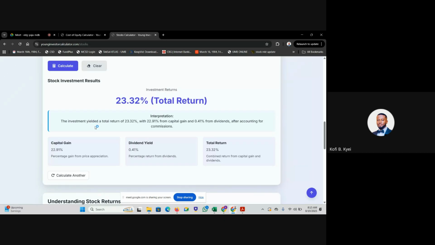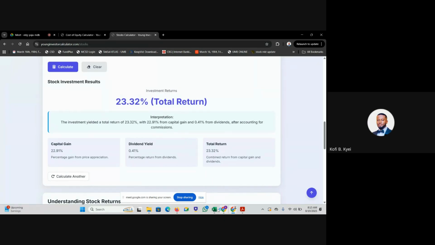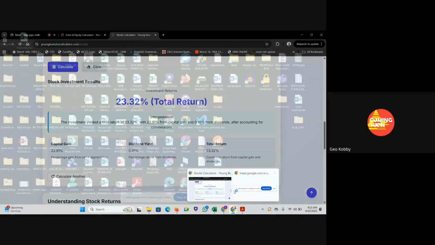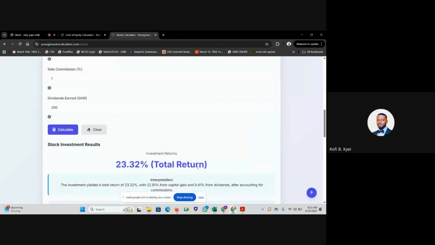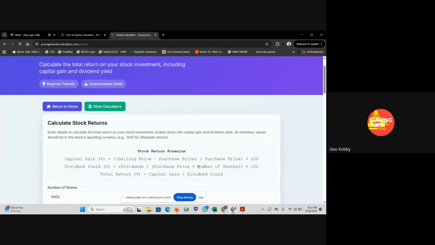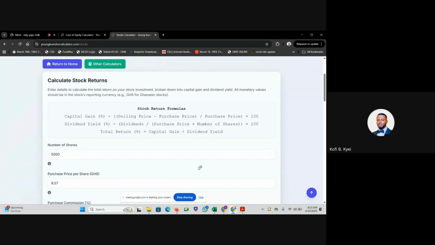So investment is not sharing. Yeah. The screen is not showing. I see the screen. You see the screen. Can you all see the screen? If you can see the screen, let me know.